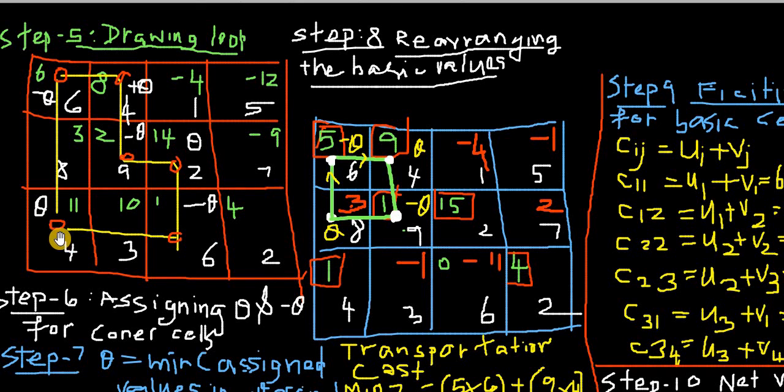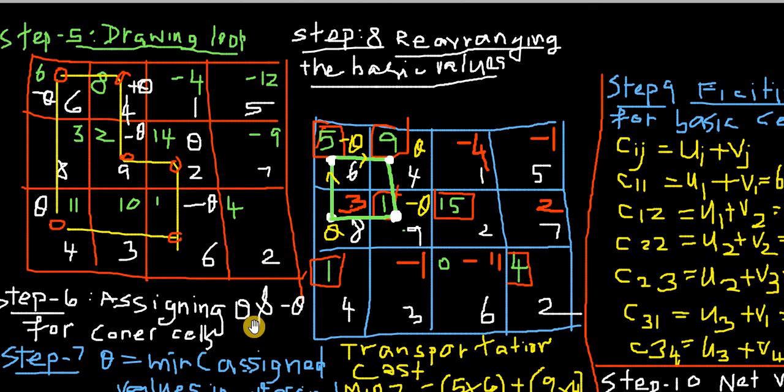For corner points, alternately: theta, next corner point, minus theta, next corner point, theta, next corner point, minus theta, next corner point, theta, next corner point, minus theta, then theta. Okay, so starting from the maximum positive net value, we have to assign theta, minus theta, plus theta, minus theta, plus theta, minus theta and then plus theta. We have to assign theta like that. That's step number 6.